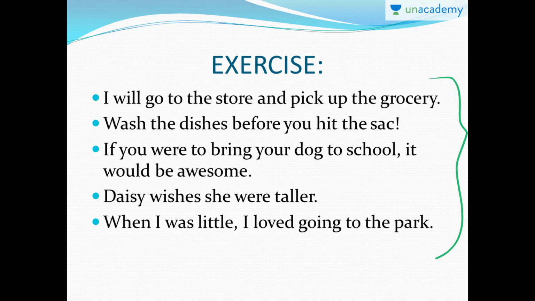I will go to the store and pick up grocery. Indicative. Wash the dishes before you hit the sack. Imperative. If you were to bring your dog to school, it would be awesome. Subjunctive. Daisy wishes she were taller. Subjunctive. When I was little, I loved going to the park. Indicative. So here are the answers.